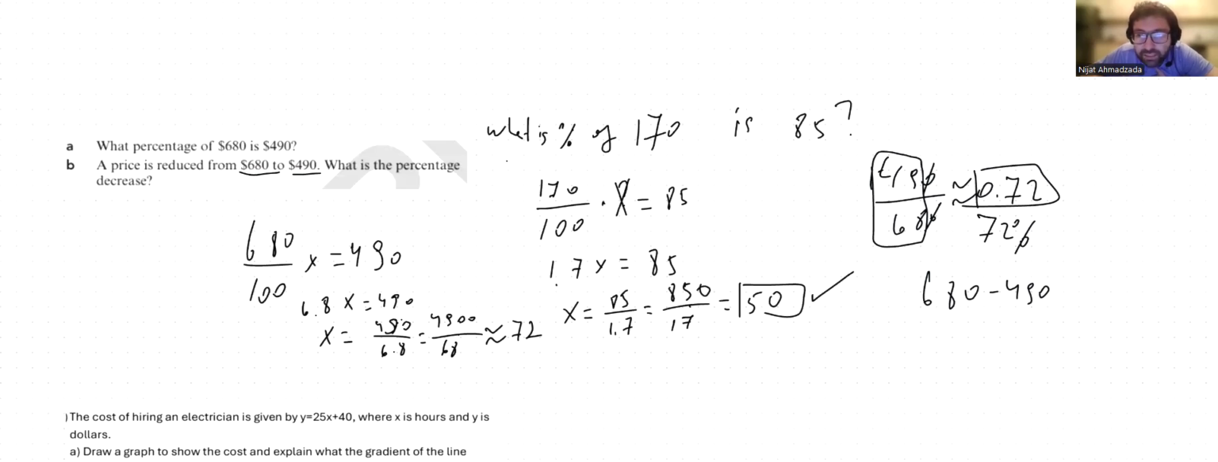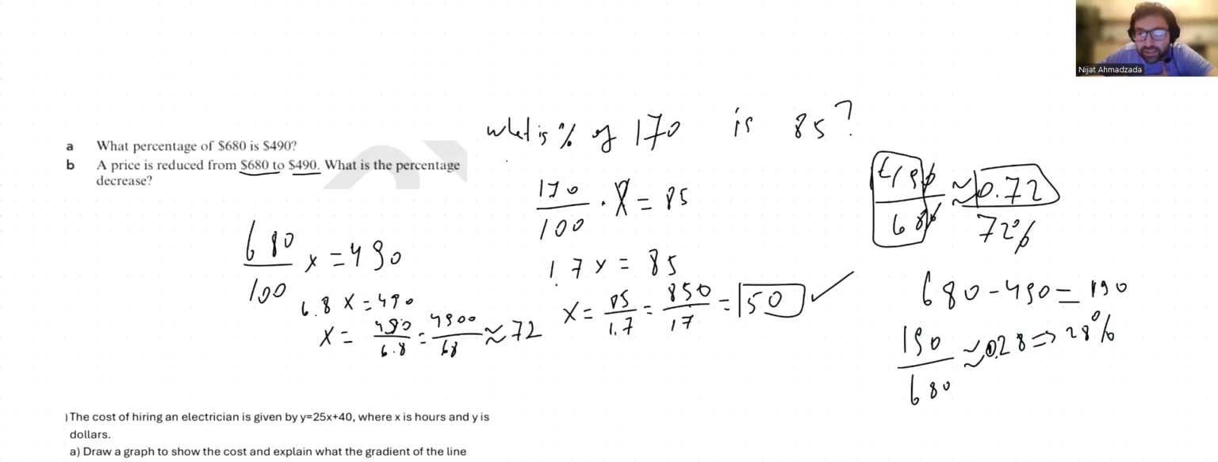So let's first find the normal decrease. 680 minus 490 will give me 190. So I have to do 190 over 680, which will roughly be 0.28, which is 28%.